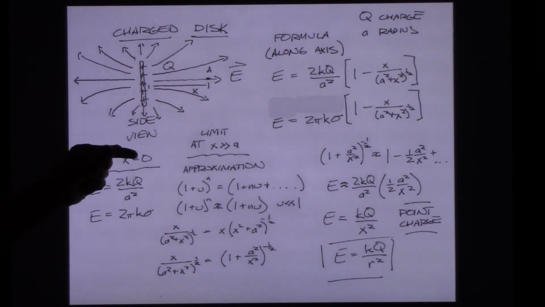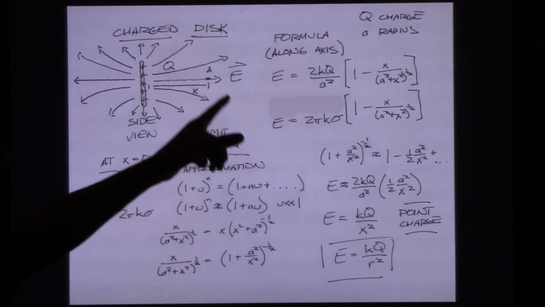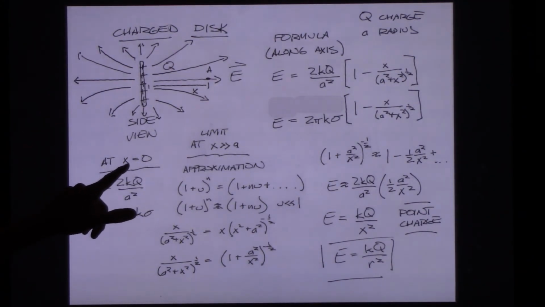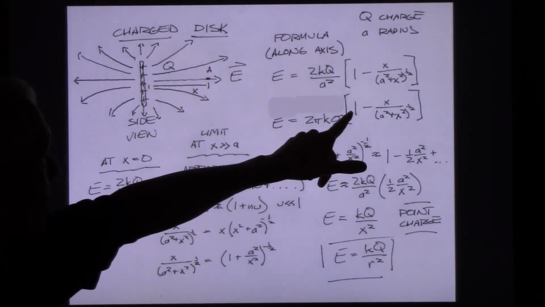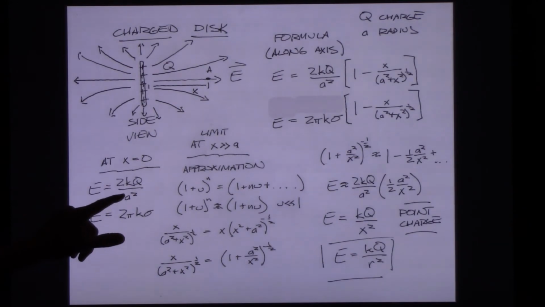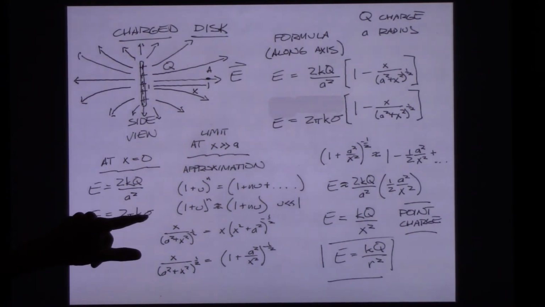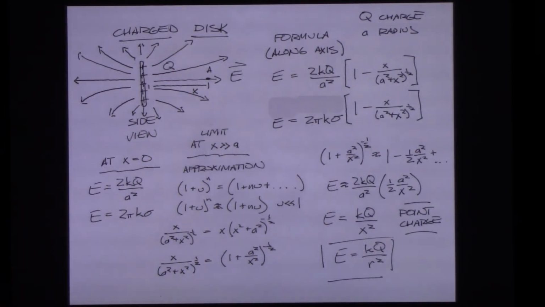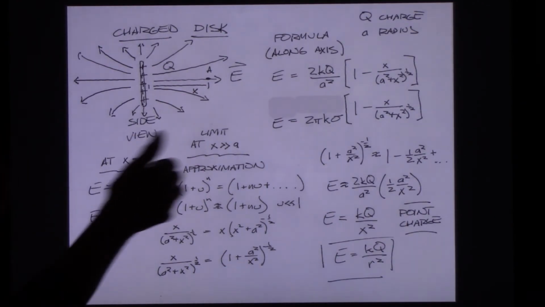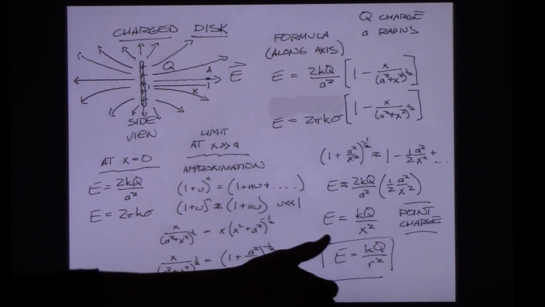If I put x is equal to 0, let's see, here are the formulas that we just derived. If I put x equal to 0, what I'm getting now is, with x equal to 0, I get 2kq over a squared in terms of total charge, or 2 pi k sigma. So here's that charge disk. I'm doing a side view, and the E field is showing it's going away from the disk.